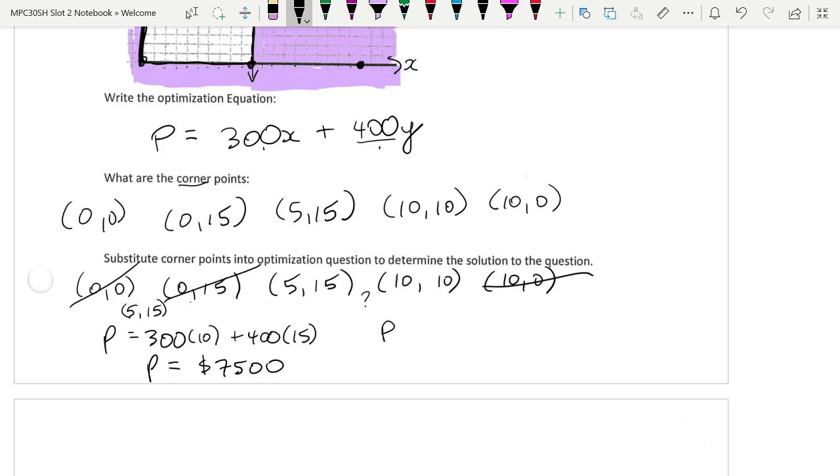Or let's try the other one. Let's try 10, 10. Maybe that gives me the best profit. So that'd be 300 times 10, and wait a minute, I don't know why I put 10 there because I goofed that up. Can you fix that? Sorry. Let's try that again. 300 times 5. I think I had the right answer though. Yeah, I did. I just ignored the numbers I actually wrote down and did the calculation in my head properly. There we go. It is 7,500.